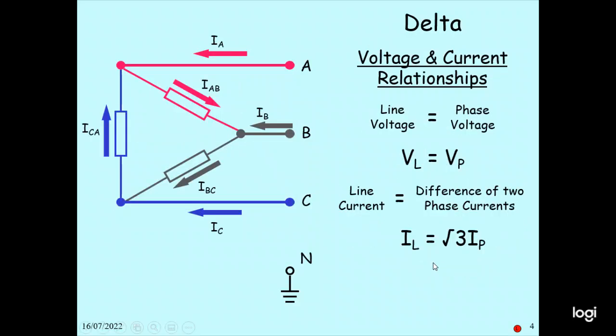And the delta connection, voltage and current relationship. Line voltage is equal to the phase voltage, V line equals V phase. Line current equals the difference of the two phase currents. So I line equals root 3 times I phase.